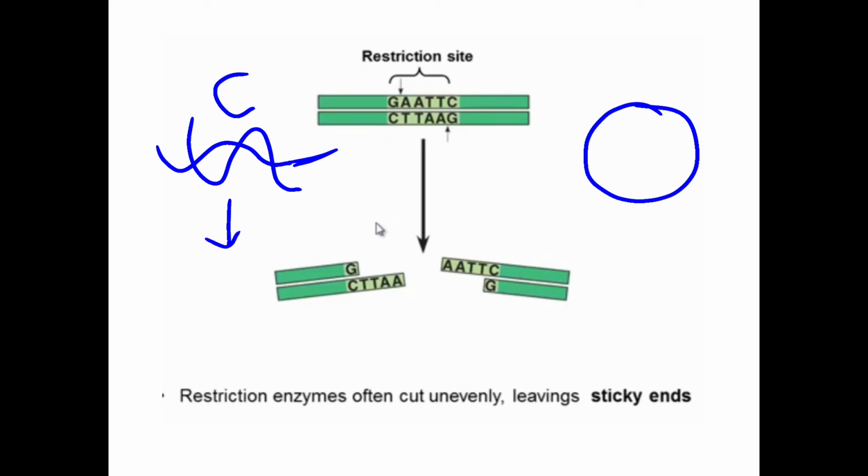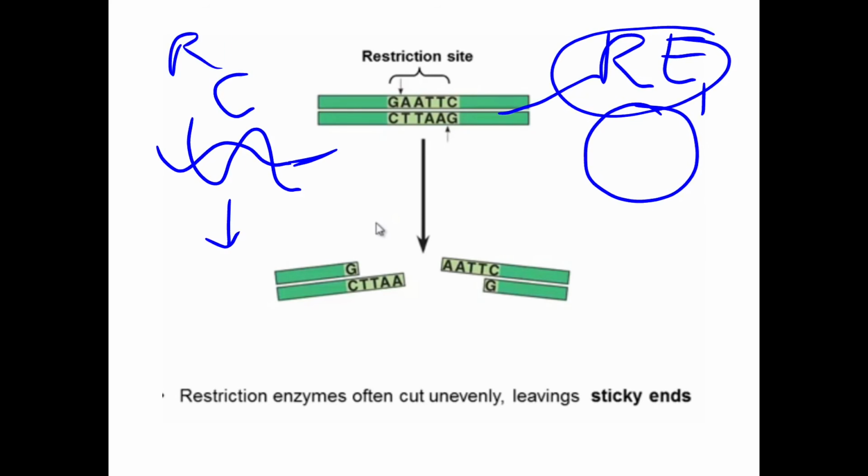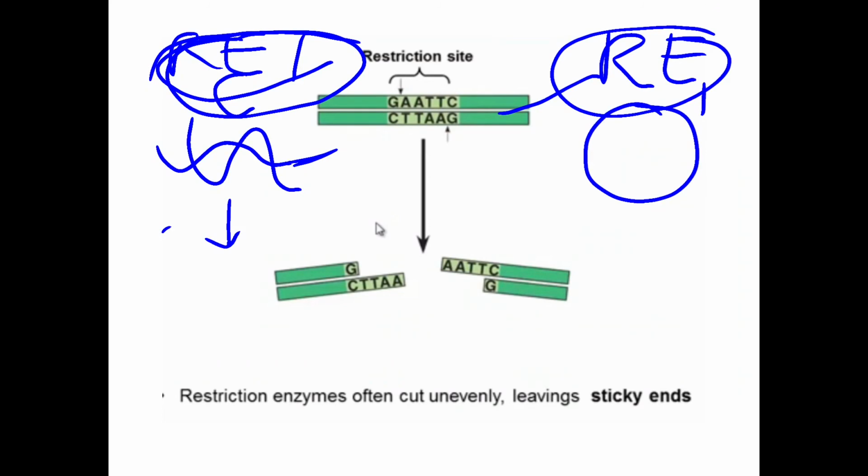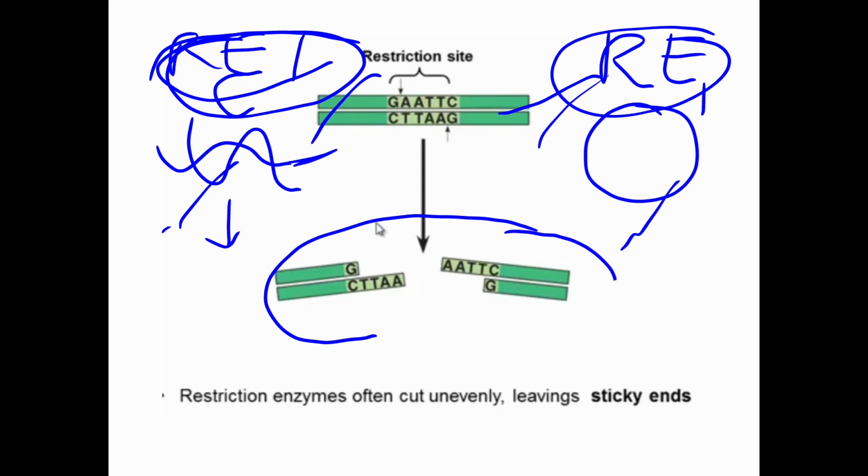Now this plasmid is treated with restriction enzyme 1, and the same restriction enzyme, that is restriction enzyme 1, also works on the foreign DNA. That is, the foreign DNA as well as the plasmid will be treated with the same restriction enzyme, so that the same kind of sticky ends are produced in both the DNA molecules.